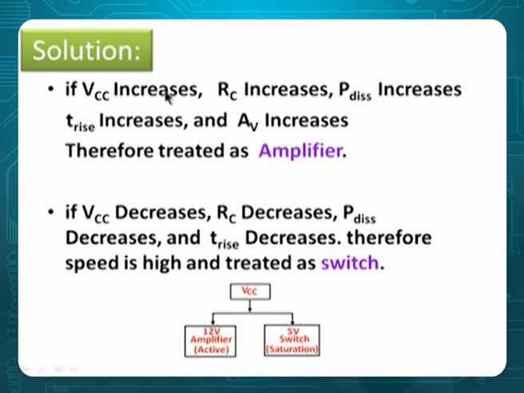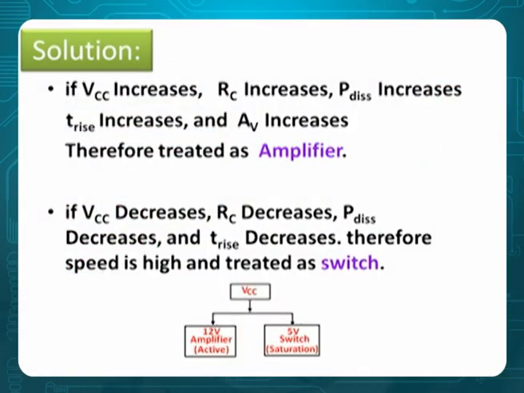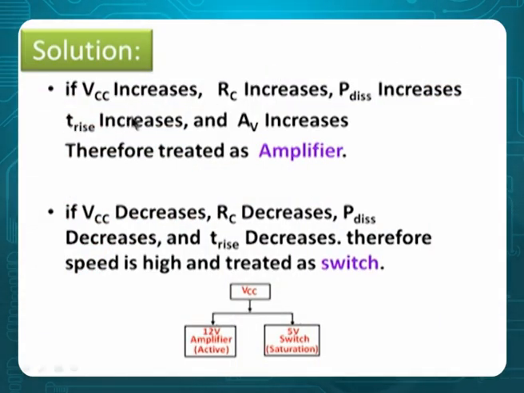If VCC increases, RC should accordingly increase, and power dissipation will automatically increase, because larger the resistance, larger the power, because power is I square R. And at the same time, if any resistor increases, rise time also increases. But the gain is increasing, because gain is minus gm RC. Therefore, there are good things and bad things here. Therefore, if VCC increases, RC increases, power dissipation increases, which is a drawback. Rise time increasing is a drawback. Therefore, you have the gain option here.